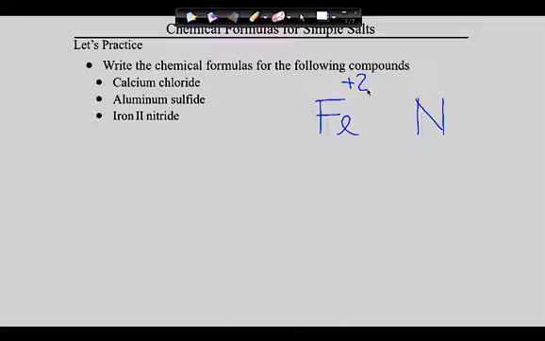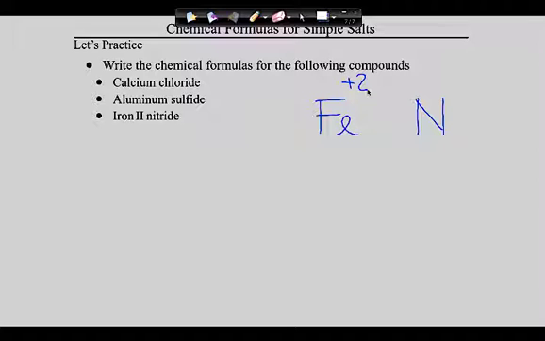Now understand, I could have just as easily done +3, or I could have done +6. And guys, here's the thing. I have all 3 of those in bottles. I have iron 2 nitride, iron 3 nitride, and iron 6 nitride. They all exist. I have them all in bottles, and they're all different. They have different chemical and physical properties because they're not the same salts. I just chose the 2.